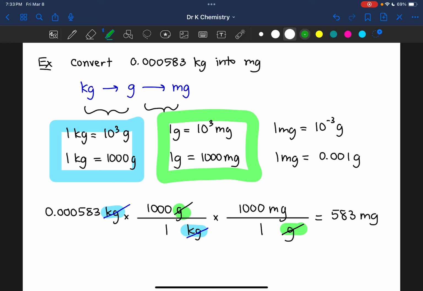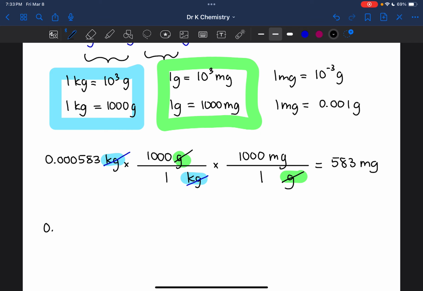Let's try it using the other conversion factor. So same sort of thing, I'm going to start with 0.000583 kilograms. And the first thing I want to do is convert that into grams. Since kilograms are in the numerator, they have to be in the denominator in order for kilograms to cancel out. And in 1 kilogram, we have 1,000 grams. Now our kilograms cancel out and we have grams.